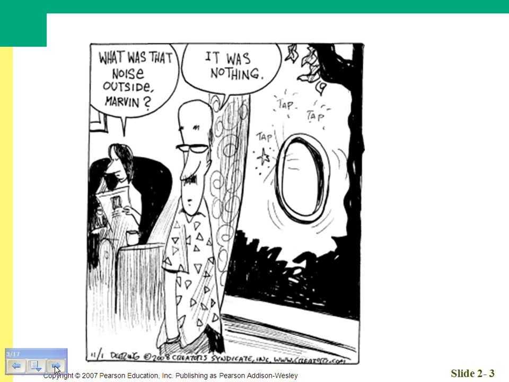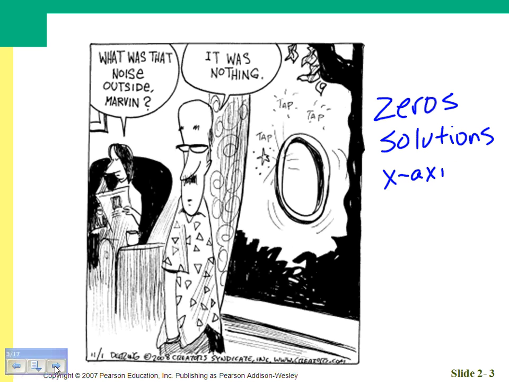Because we are talking about zeros, which are the same thing as solutions. It's probably good for me to write this down. We've been talking about a lot of words that mean the same thing. We've talked about zeros. We've talked about solutions. We've talked about crossing the x-axis. These are all sort of referring to the same thing.